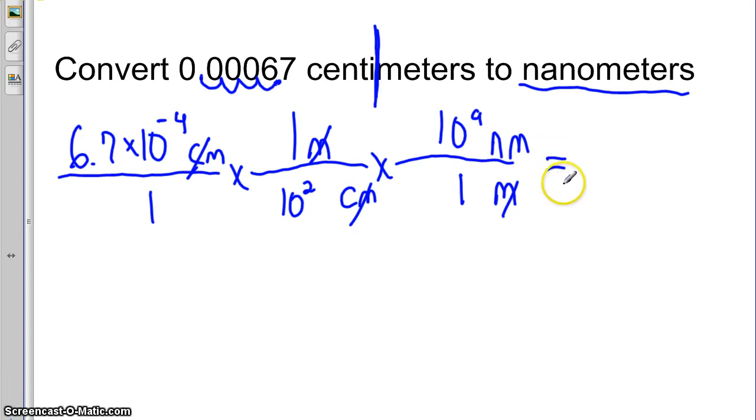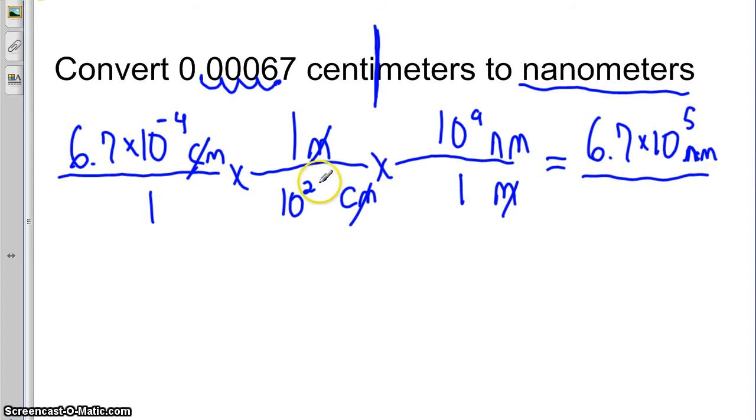So I'm going to try that out. I'm going to actually do the math now. So multiply across the top. So I have 6.7 times 10 to the negative 4th times 1 times 10 to the 9th. This gives me 6.7 times 10 to the, whenever I multiply powers of the same base, I can add the exponent. So negative 4 plus 9 gives me positive 5. I also have nanometer here.